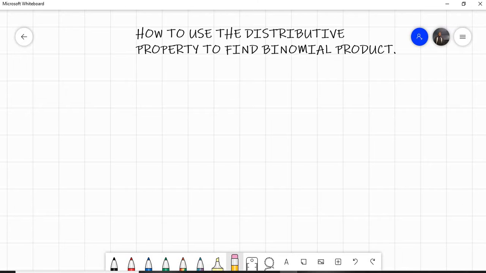Today we're going to learn how to use the distributive property to find binomial products. We'll see what this is about when we start doing our examples for the day.